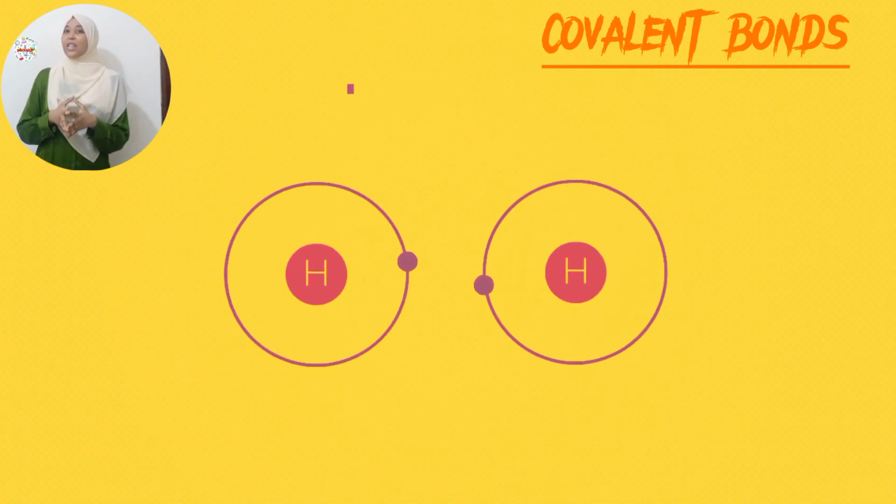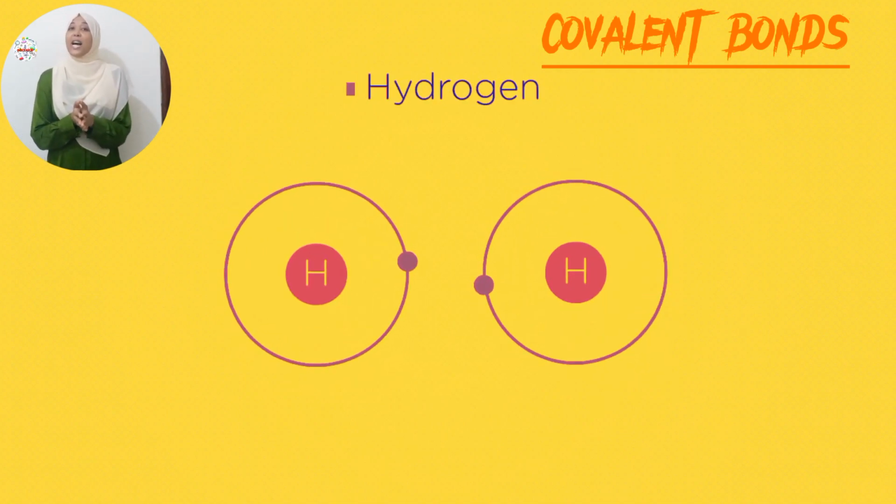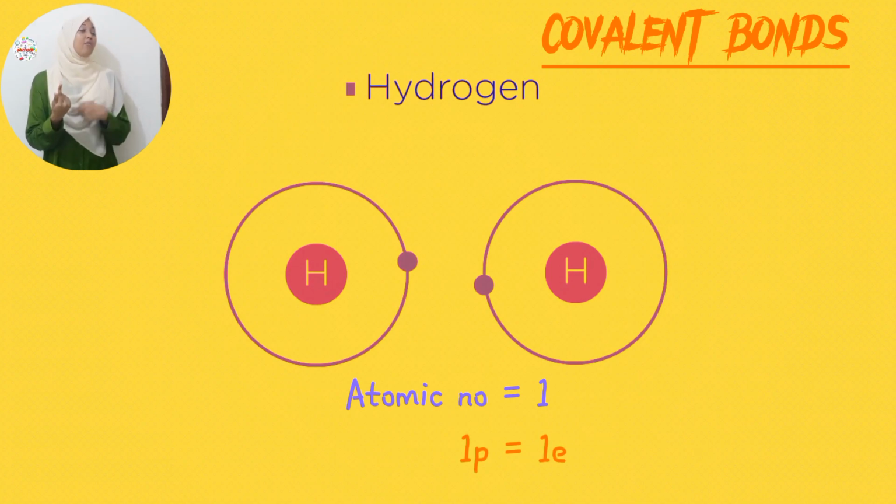Now let's start with hydrogen. Hydrogen has the atomic number of 1. So that means it has 1 proton and therefore 1 electron. So it's only going to have 1 electron and 1 energy level. Now we know that in the first energy level, you need to have 2 electrons for an atom to become stable. So at this point, the hydrogen atom is not stable. It needs to gain 1 more electron to gain stability.